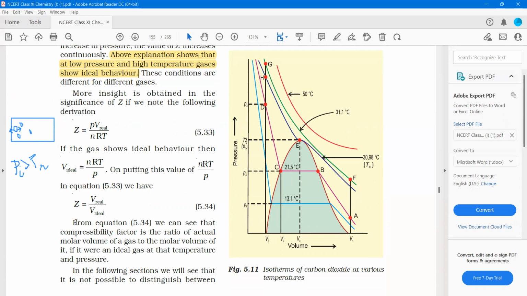So from equation 5.34, we can see that the compressibility factor is the ratio of the actual molar volume of a gas to the molar volume of an ideal gas. All of these are molar volumes that we're talking about, for 1 mole. Unless the question gives anything about the moles, we take it as 1. So the compressibility factor is the ratio between the molar volume of the real gas and the molar volume of the ideal gas.